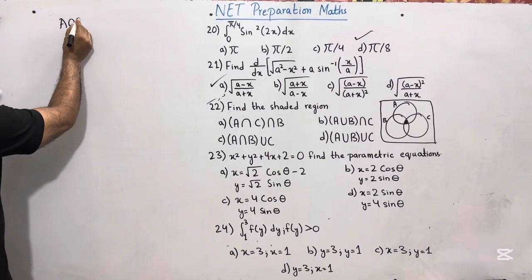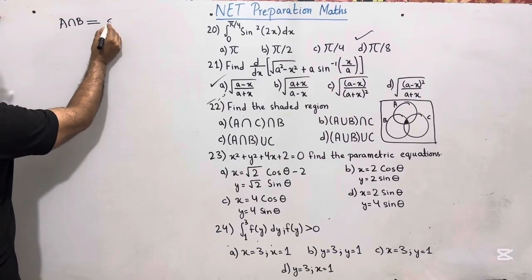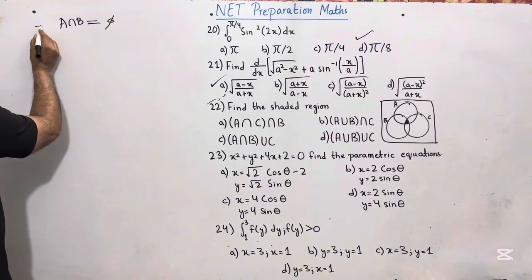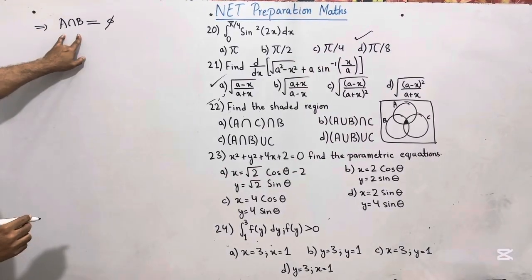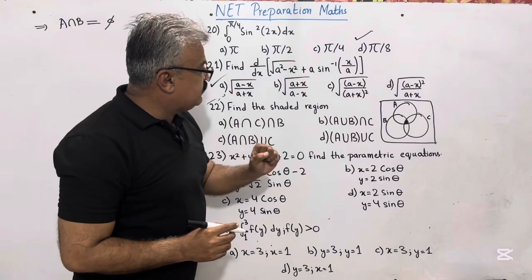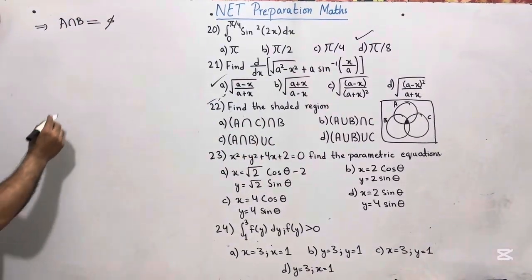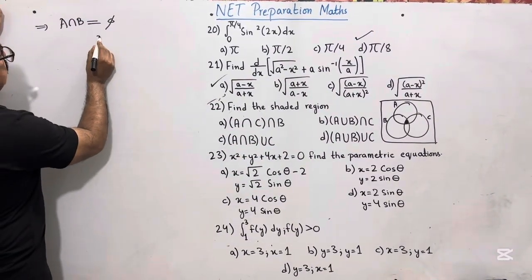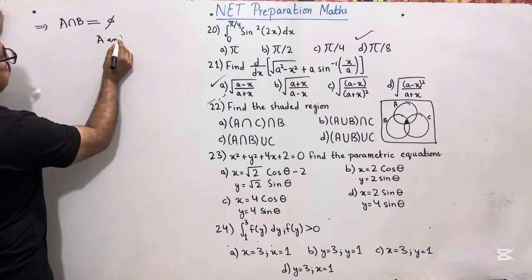The concept says A intersection B is equal to the null set. Then what is the relation between A and B? I am giving you an overview of some set theory. If A intersection B is equal to the null set, then A and B are mutually disjoint.